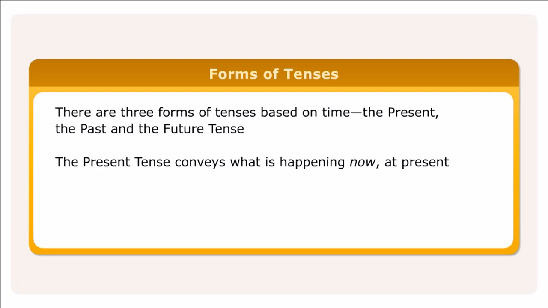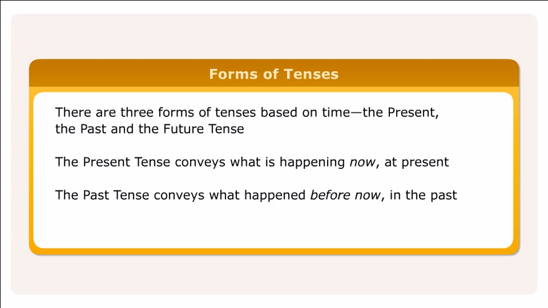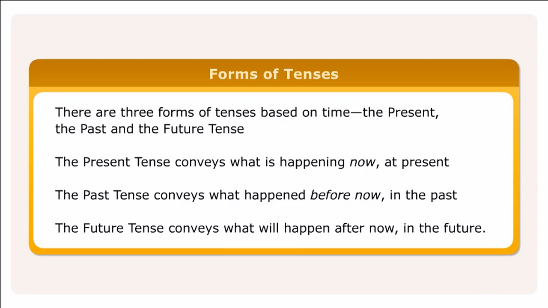The present tense conveys what is happening now at present. The past tense conveys what happened before now in the past. The future tense conveys what will happen after now in the future.